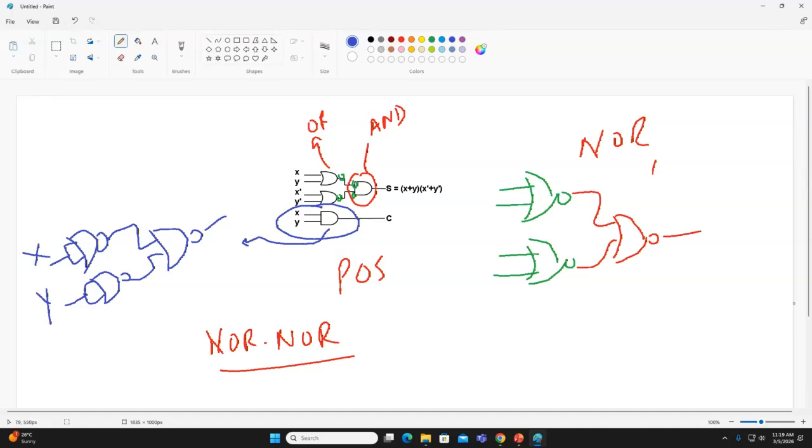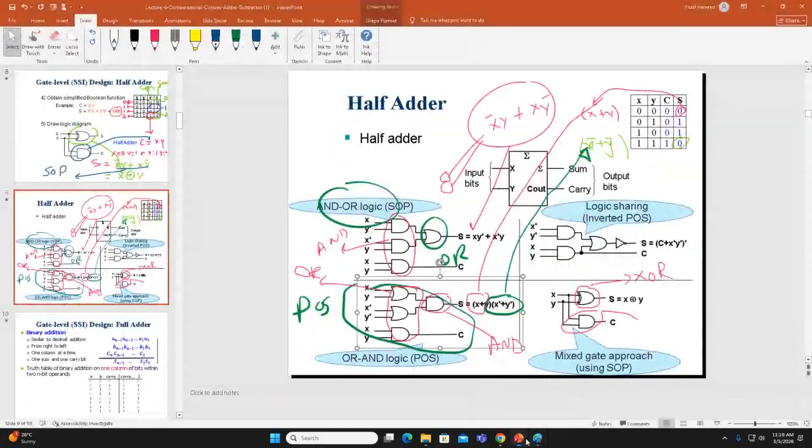So this is actually X and Y. What will be our output? The input is X and Y and the output is C. Please remember, this is the NOR implementation of the AND gate. Any question? No, sir. Okay, you have already covered all of these things.